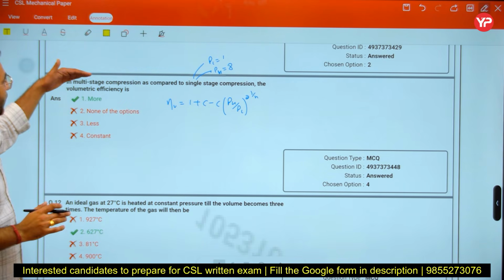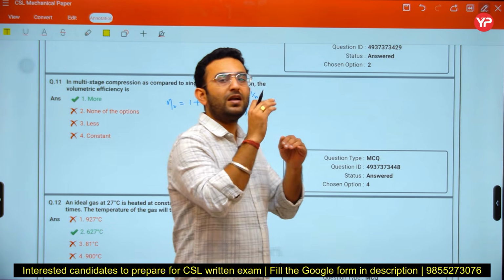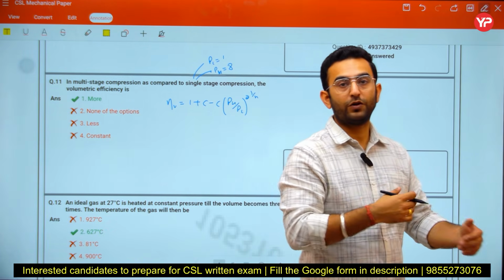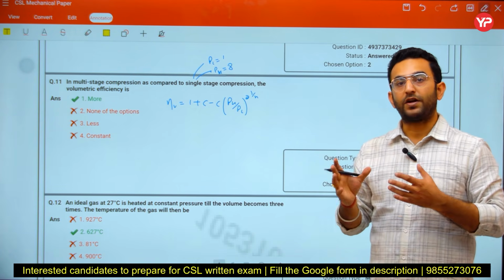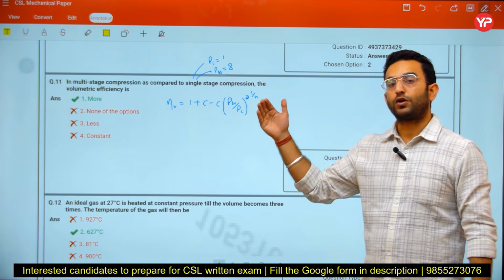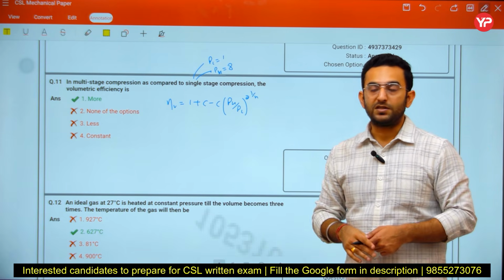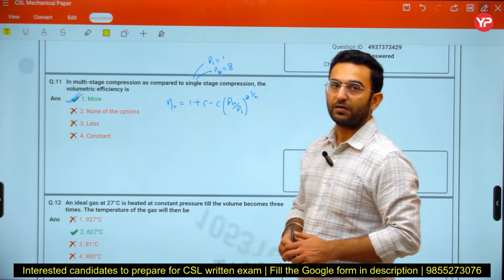But if you opt for the multi-stage compression, in that case the pressure ratio is going to be less here. And why do we prefer to use the multi-stage compression? Because the work input into the compressor will get reduced. Correspondingly, due to the decrease in the pressure ratio, the volumetric efficiency also gets increased here. So I can write option number A is the correct answer here.